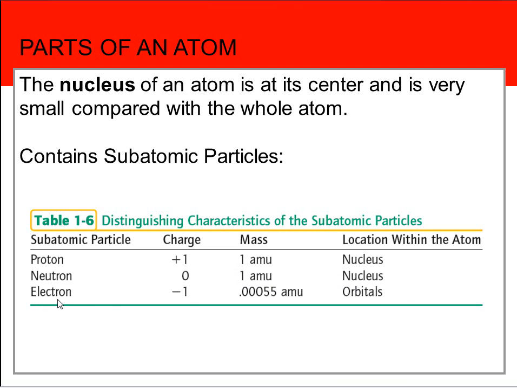The third subatomic particle is called an electron. It has a negative charge. It is much, much smaller than a proton or a neutron. We can see this value here is much less than 1. And they do not reside in the nucleus. They are located in orbitals surrounding the nucleus, much like the planets orbit the sun. Not exactly like that, but that's a good representation at this point.